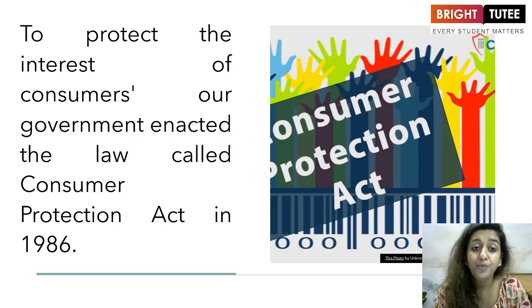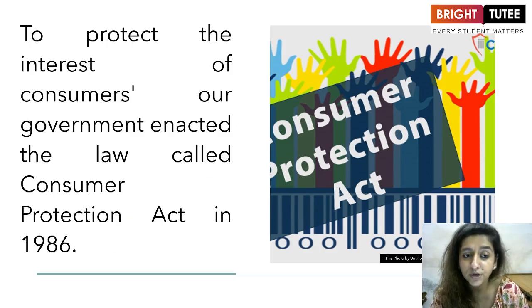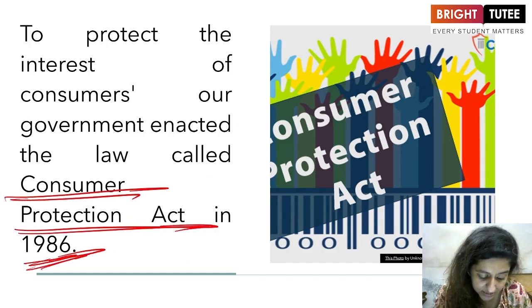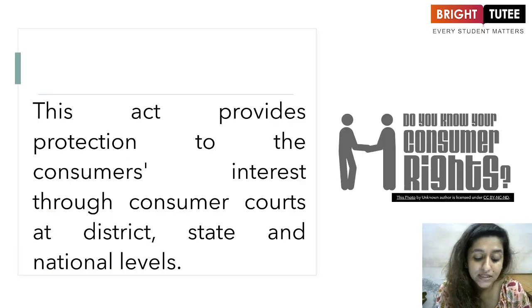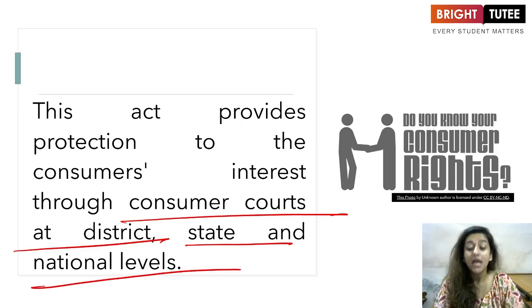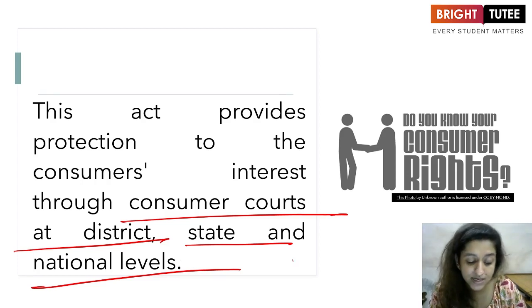Moving ahead, to protect the interest of consumers, our government enacted the law called the Consumer Protection Act in the year 1986. Now, what is this act? This act provides protection to the consumer's interest through consumer courts at district, state and national levels. It provides consumers with a lot of rights that they can have under their entitlement, or under their title of being a consumer. And hence there are consumer courts at district, state and national levels.